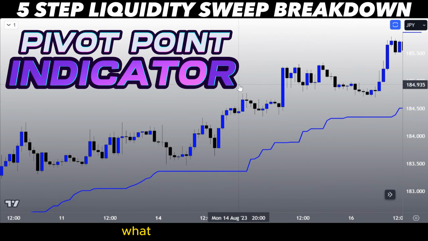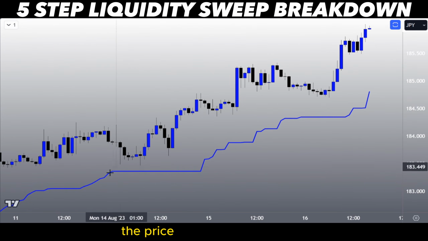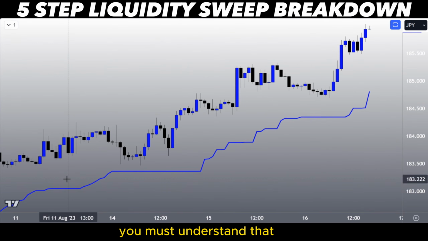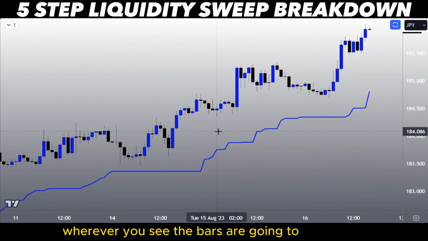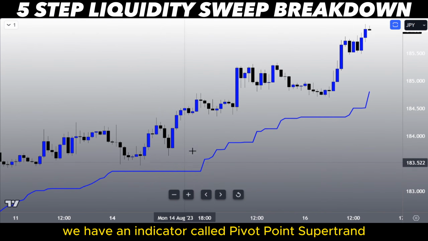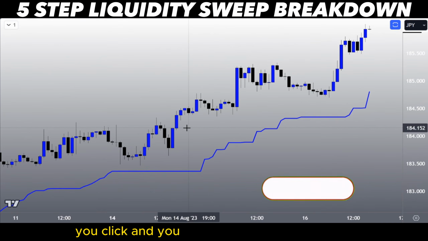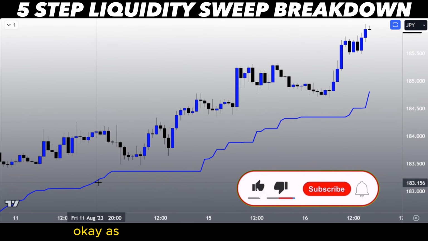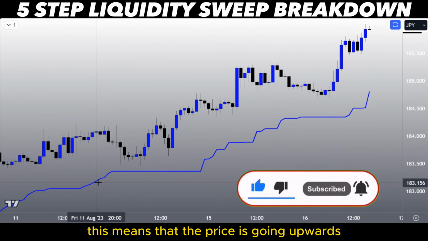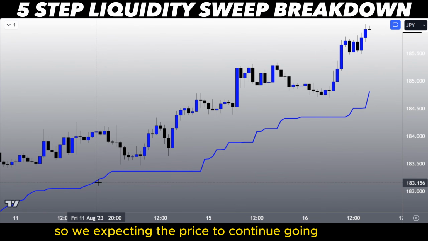So first of all, what do we have on the chart? We have an upwards trend. Very simple. The price is going to the upside. Even if you don't know anything about Forex, you must understand that wherever you're seeing the bars going to the upside. Right below the price, we have an indicator called pivot point super trend. In order to get that indicator, you just go into the section, you click, and you type pivot point super trend. As long as the line is underneath the price, this means that the price is going upwards. This means that the buyers are stronger than the sellers. So we're expecting the price to continue going upwards.